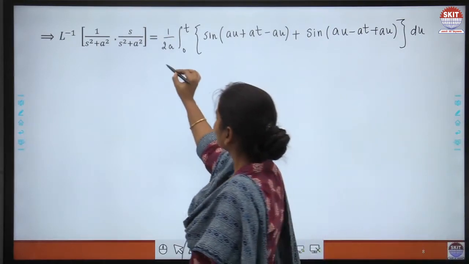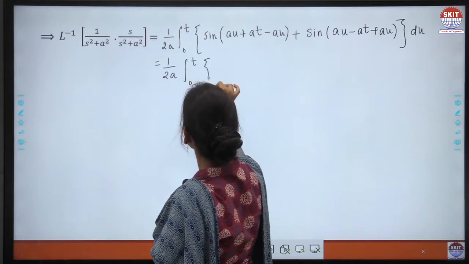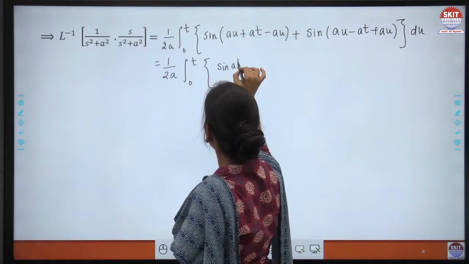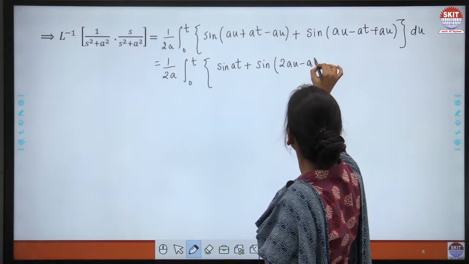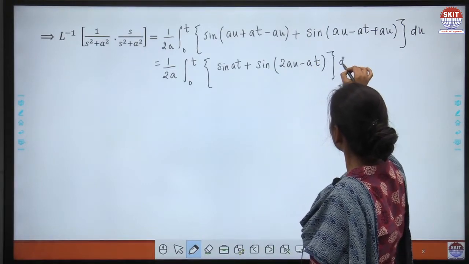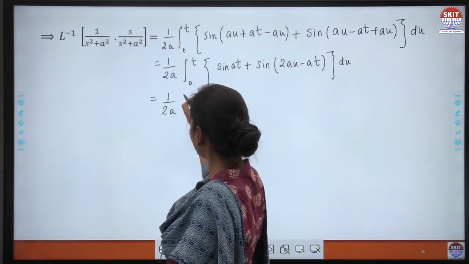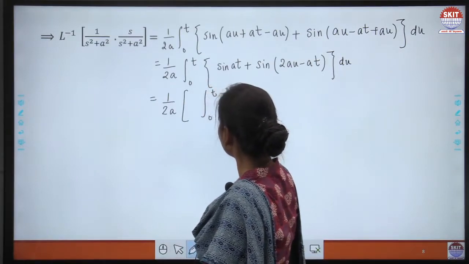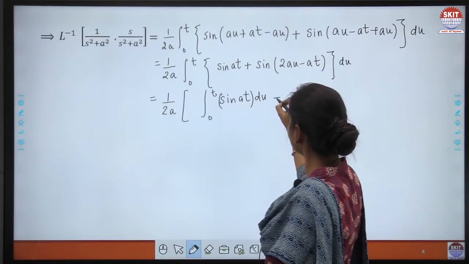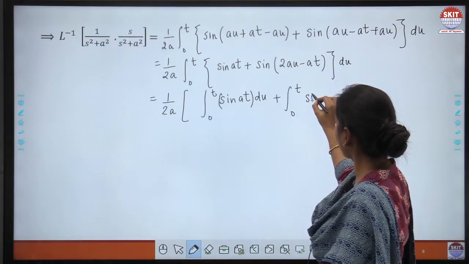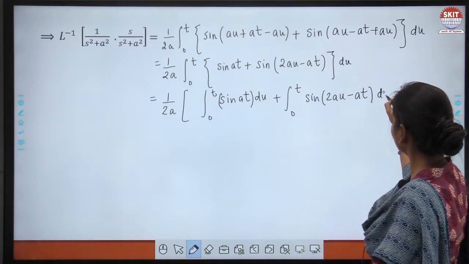Now we simplify this one. So I get 1 by 2a integral 0 to t. The first term becomes sine of at and the second term becomes sine of 2au minus at du. We can separate these two integrals. So this will give me 1 by 2a, the first integral 0 to t sine at du, and the second integral 0 to t sine of 2au minus at du.